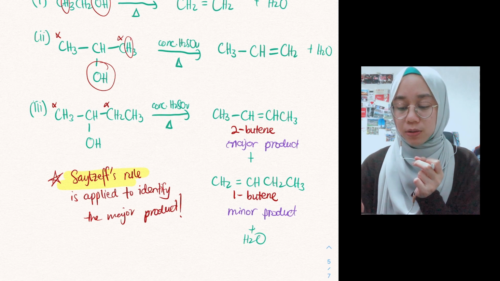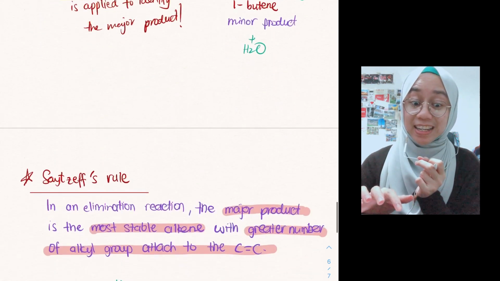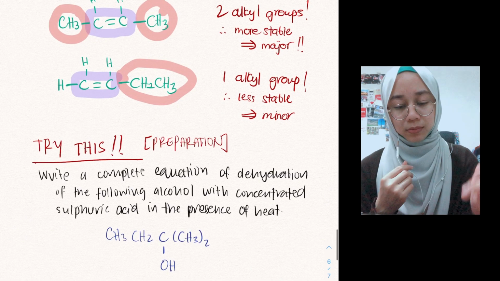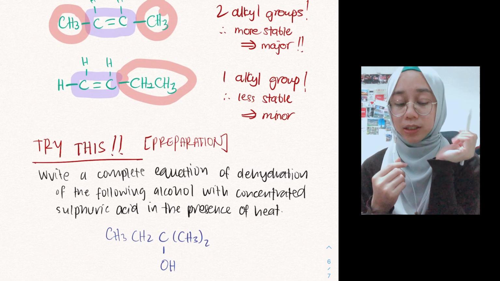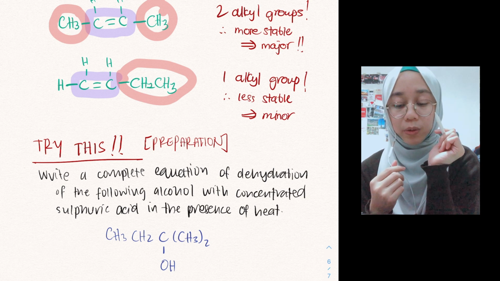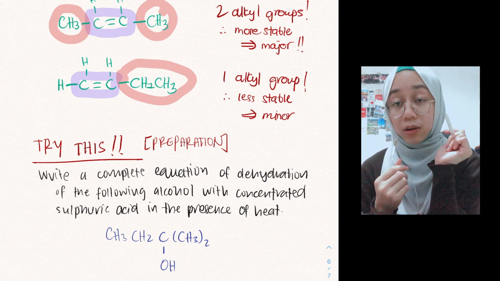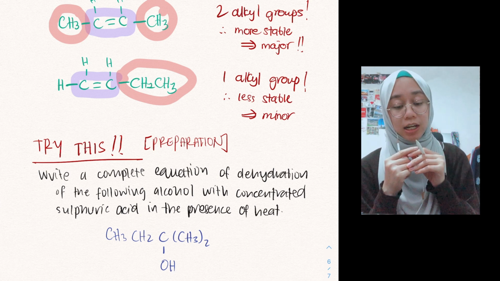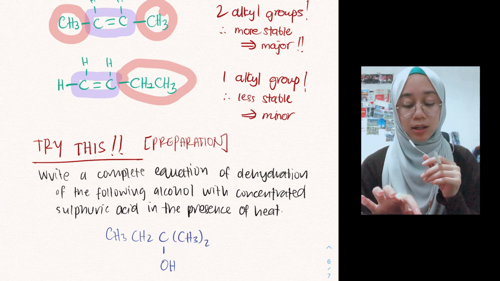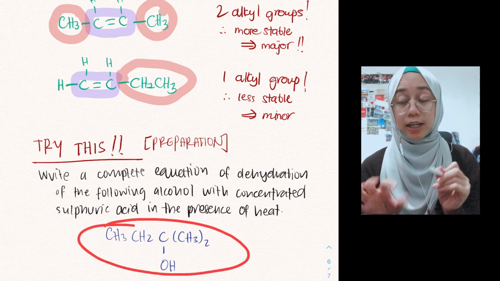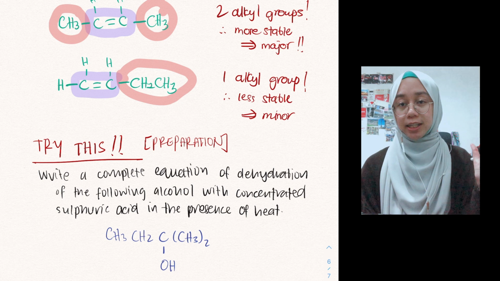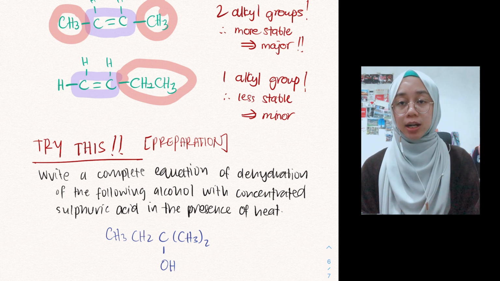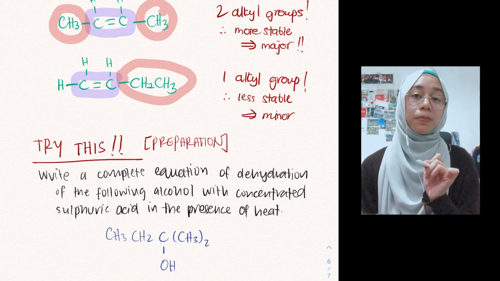Okay, so now you need to try this on your own lah. Kamu try satu soalan. So try this question here, class. Write a complete equation of dehydration of the following alcohol with concentrated sulfuric acid in the presence of heat. So given to you this particular alcohol here, so try lah identify. Buat full equation dia nanti. So keluarkan juga semua main product yang ada and also side product yang lupa.